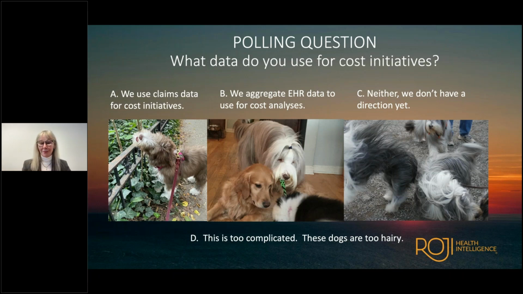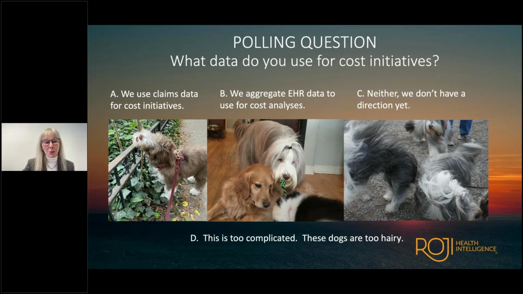No, I can't. Okay, so the answer for the first one is we use claims data for cost initiatives. That's 76%, the vast majority here. Next is we aggregate EHR data to use for cost analysis. That's 7%. Next is neither, 11%. And then it's too complicated. These dogs are just too hairy is 7%. Oh, wow.